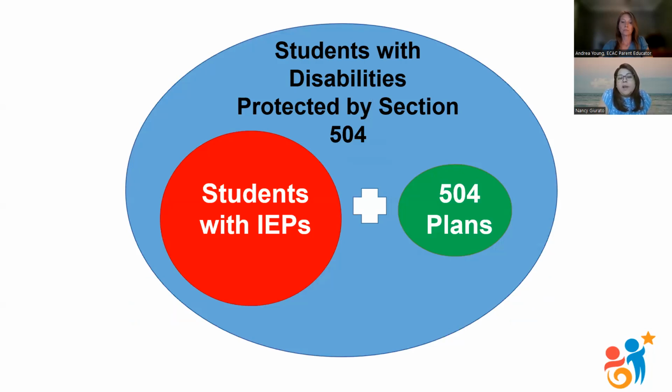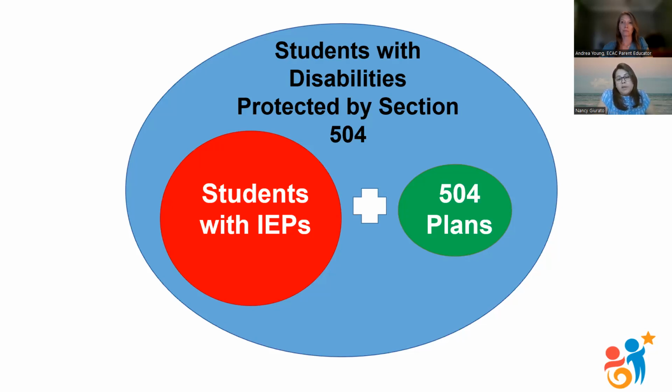So here is a diagram that can help us identify better. Section 504 protects all students with disabilities. Within that are two subgroups: the students that need special education with an IEP, and the students with disabilities that need supports and accommodations that are documented through a 504 plan. For students who need special education, the IEP can also include the accommodations and supports. So a student with an IEP does not need a separate 504 plan.